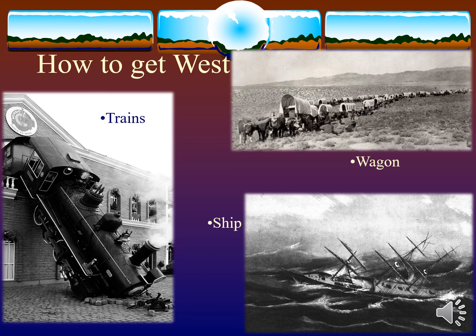So, how to get to the West. In the time frame we're talking about, 1865 out to essentially the end of the century, 1900, there are only 3 mechanisms to do that: wagon, trains, and ship. And we will talk about it in that order. There's only 3 ways to get to the West: by wagon, by train, or by ship.